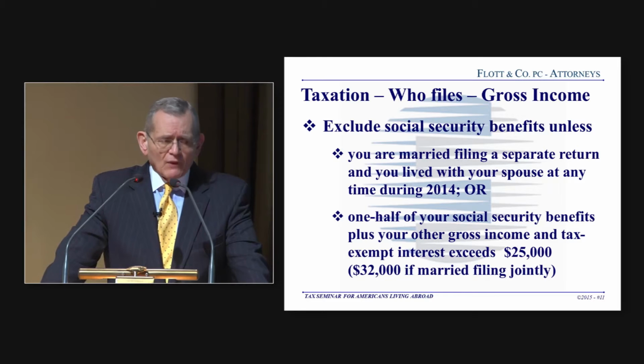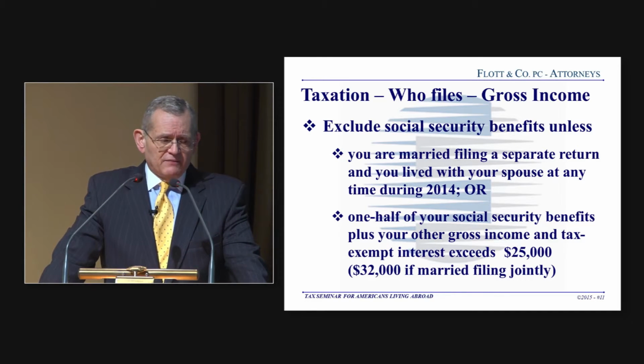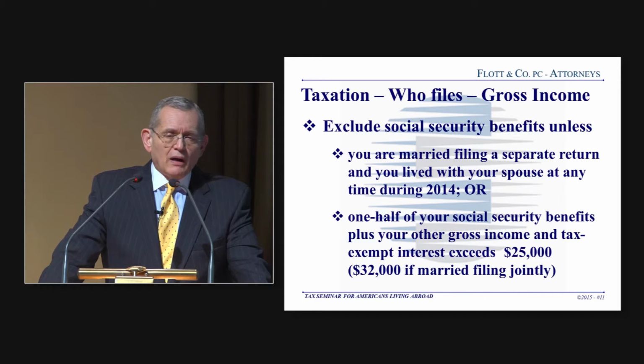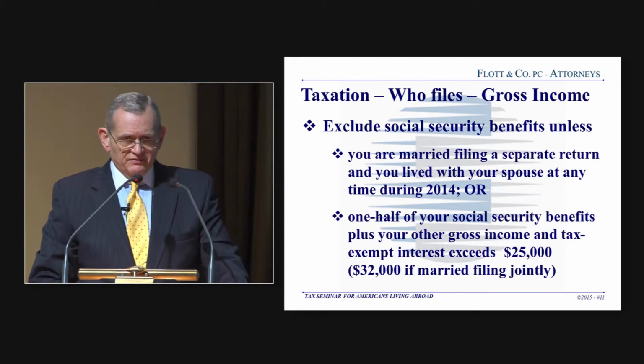Or one half of your Social Security benefits plus your other gross income and tax-exempt interest exceeds $25,000. So if you have more than $25,000 in gross income, having excluded half of your Social Security benefits, then you have to report all of your Social Security benefits. All right, I'll get to the Social Security reporting requirements a little later and how they're taxed.